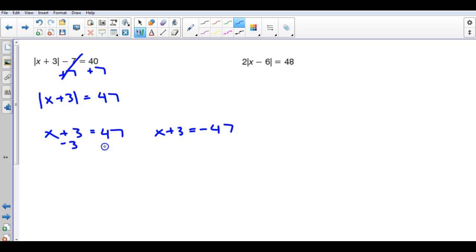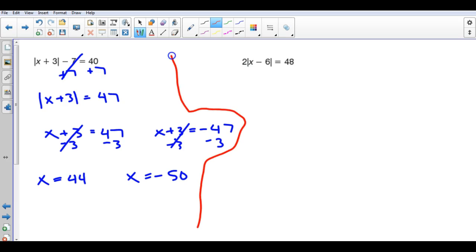I'm going to subtract 3 in each case. So x equals 47 minus 3 is 44. And over here I'm going to subtract 3 and end up with x equals negative 47 minus 3, negative 50. So just to check your answer if you wanted to, you could take both of those numbers and substitute them back in for x in your original equation.